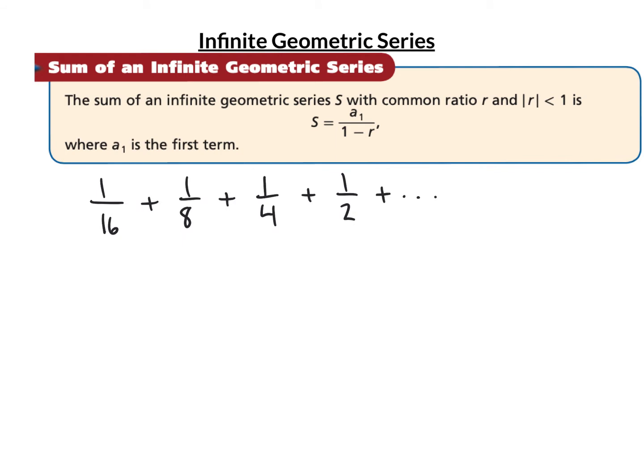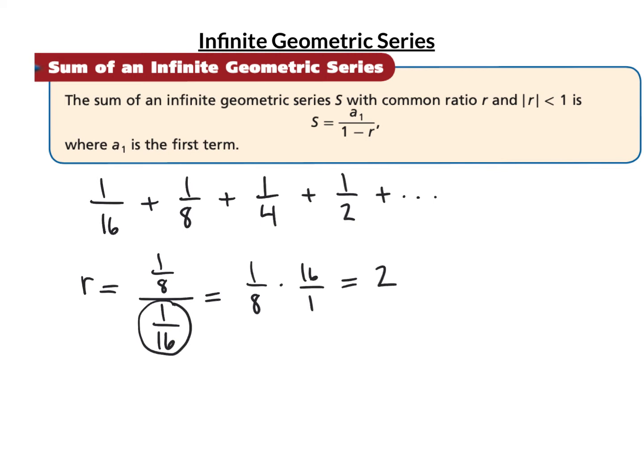One last quick example. Here's an infinite geometric series. Let's find the sum if it exists. The common ratio is the current, 1/8, divided by the previous, 1/16. This is 1/8 times, we're going to multiply by the reciprocal. We flip that second fraction, 16/1. That ends up being 2.